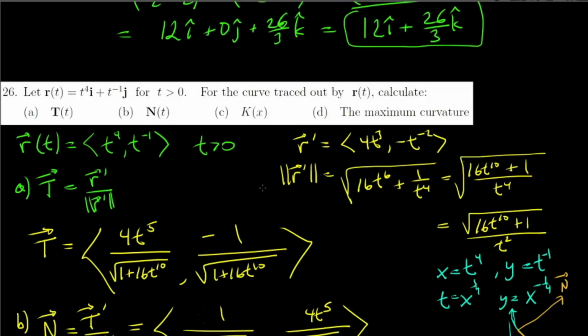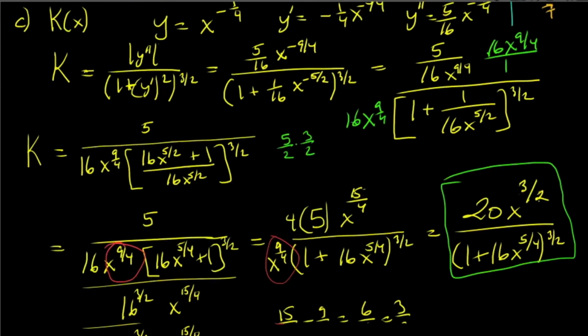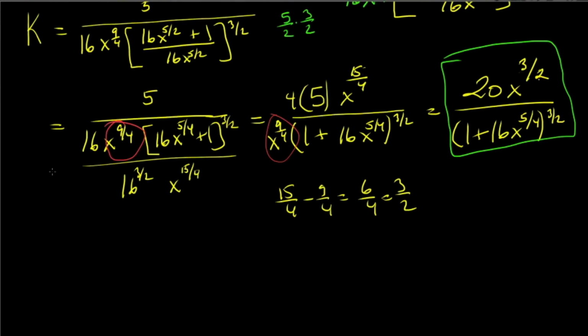And then there was one more. Oh, find the maximum curvature. So that's a Calc 1 problem. I think I'll let you do that. Right? How do you maximize a function? Take the derivative, right? Set it equal to 0. You're finding the critical numbers in terms of x.